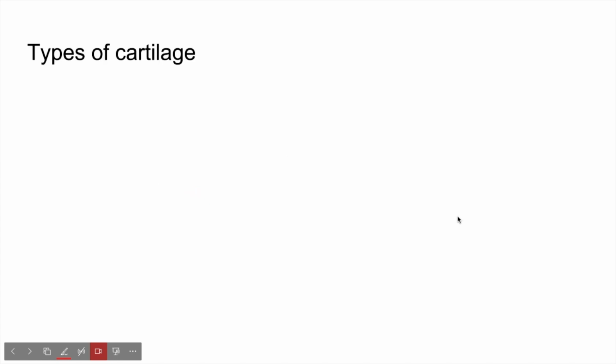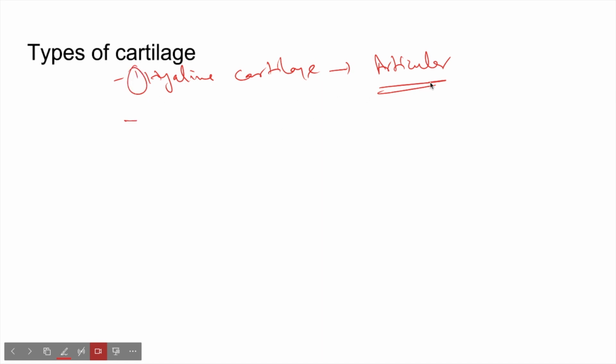Cartilage, right? We all know there are different types of cartilage. What are the different types of cartilage that are available in our body? The first one that we know is called hyaline cartilage. Hyaline cartilage is the one which you see in the joint surfaces. This is the one which is more important for us in orthopedics in our exams, right? So hyaline cartilage is the first type of cartilage, which is most frequently seen in the joints.